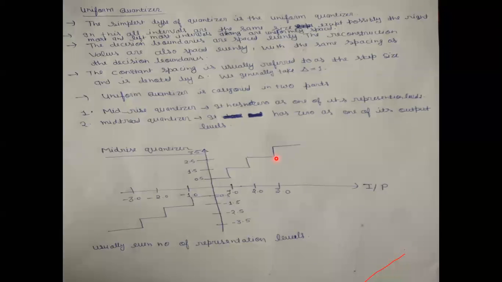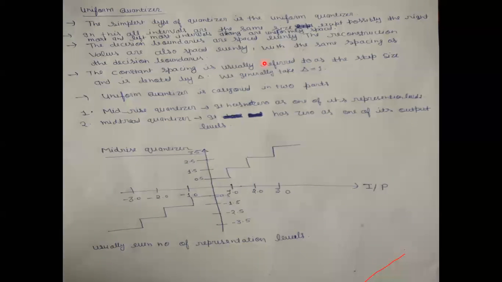And the decision boundary, you also know the decision boundary. If there are m intervals, then how many decision boundaries are there? If the number of intervals is m, then the number of decision boundaries will be m plus 1. Suppose there are three intervals, like 1 to 2, 2 to 3 and 3 to 4. Then how many decision boundaries? Decision boundaries are nothing but the end points of the intervals.